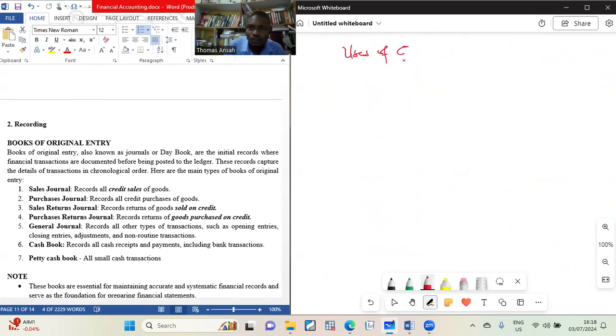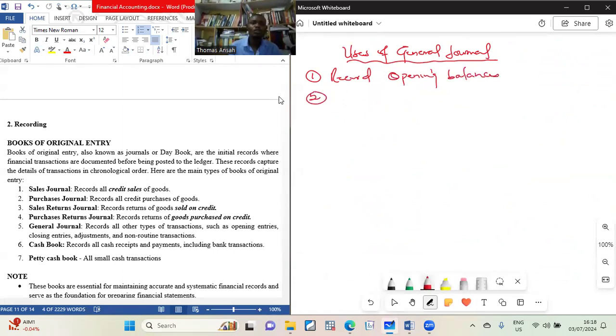Uses of the general journal. Number one, it is used to record opening balances. Not only that, it is used to record the purchases and sale of assets. Which type of asset? Non-current asset or fixed asset, all right? On credit, don't forget that.